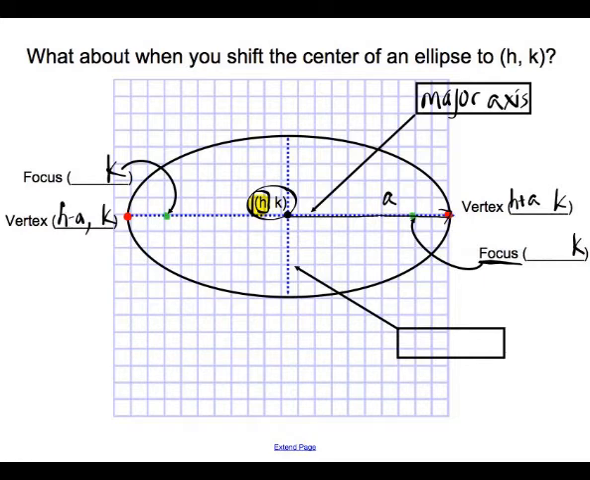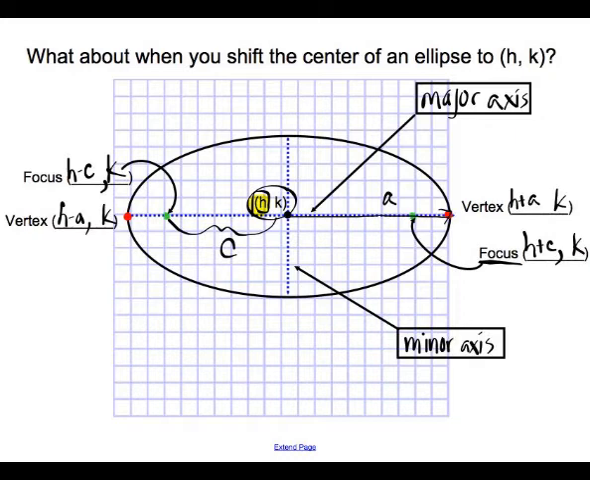The focus is very similar, but now remember the focus is always a distance of c away from the center. So now the foci will be at h minus c and h plus c. So all those values are still the same. You're simply going to walk to the left c and walk to the right c in order to get to your focus points. And of course the vertical axis is the minor axis in this case.